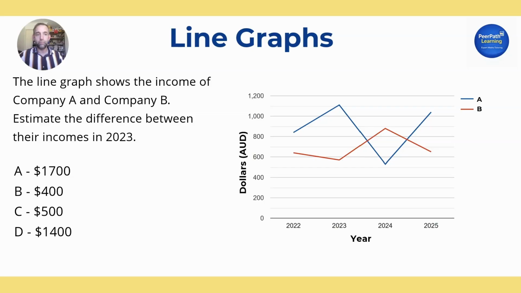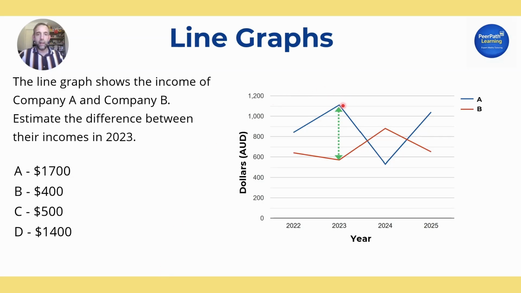So we've got an example here where we've got the income of company A, which is represented by the blue line, and the income of company B, which is represented by the red line. And we want to estimate the difference between their incomes in 2023. So we're trying to find what this is, the difference between the two. So what we're going to do here is we're going to estimate their income. So it doesn't have to be perfect.